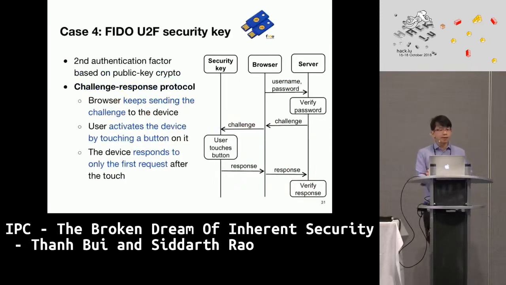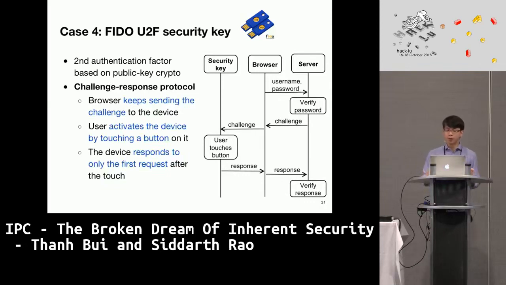So the last case study I would like to talk about is the FIDO U2F security key. FIDO U2F is a standard for second factor authentication, and it's supported by many popular services such as Facebook, Google, and GitHub. And most security keys implement this standard, including YubiKey and the new Google Titan security keys. You can see on the right a simplified protocol of how the U2F security protocol works.